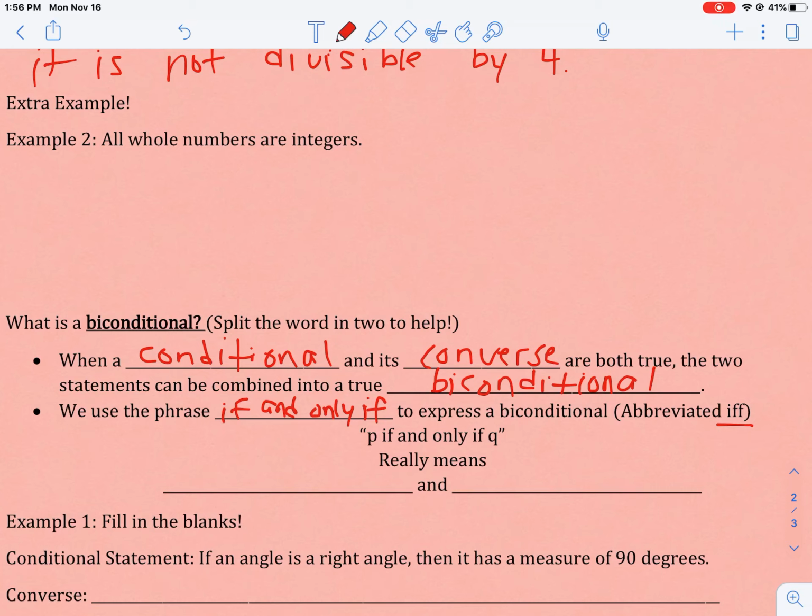So if we said P if and only if Q, it's a combination, right? A biconditional means two conditionals. So it's a conditional, if P then Q, and the converse, if Q then P, okay? So it's two conditionals, the original conditional and the converse. That's it. It's two conditionals put together.